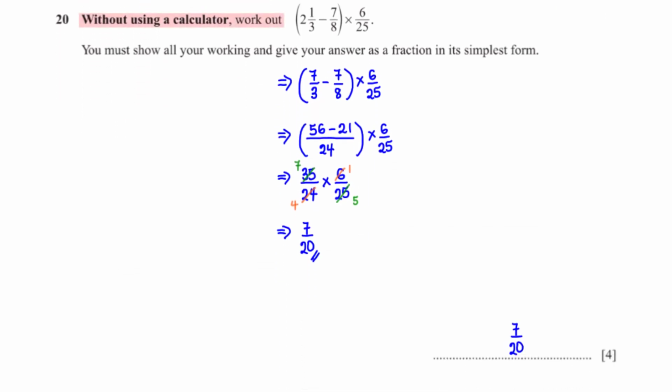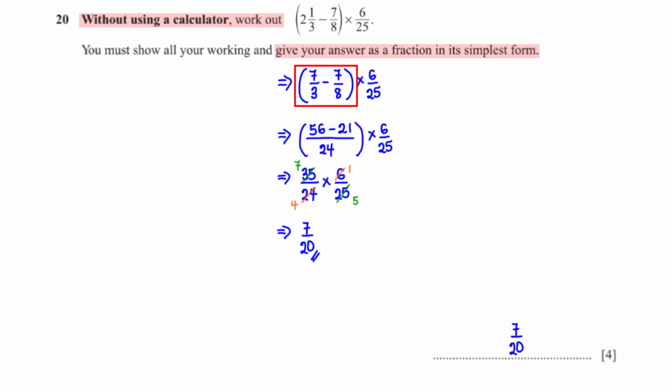Without using a calculator, work out 1 and 1/3 minus 7/8, times 6/25. You must show all your working and give your answer as a fraction in its simplest form. First, we need to convert the mixed fraction 1 and 1/3 into an improper fraction. So that will be 3 times 1 plus 1, which is 4, divided by 3. Now we need to carry out the operation in the brackets, which is 7 over 3 minus 7 over 8.